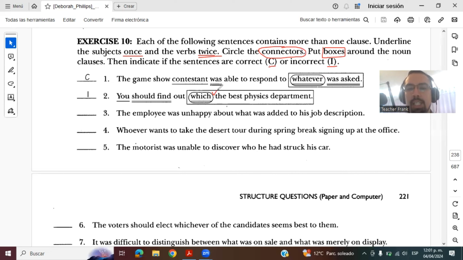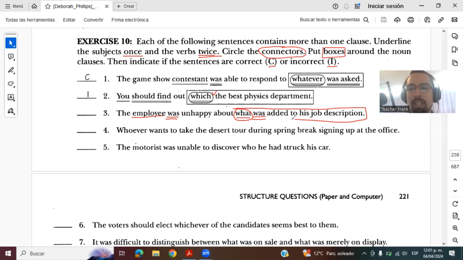All right, let's check it. Number 3 says, the employee was unhappy about what was added to his job description. So we have our first verb, was. Who or what was the employee, right? And then we have the next verb over here, was added. What was added is my subject, and then it's also a connector. And then we could say he was unhappy about it, right?